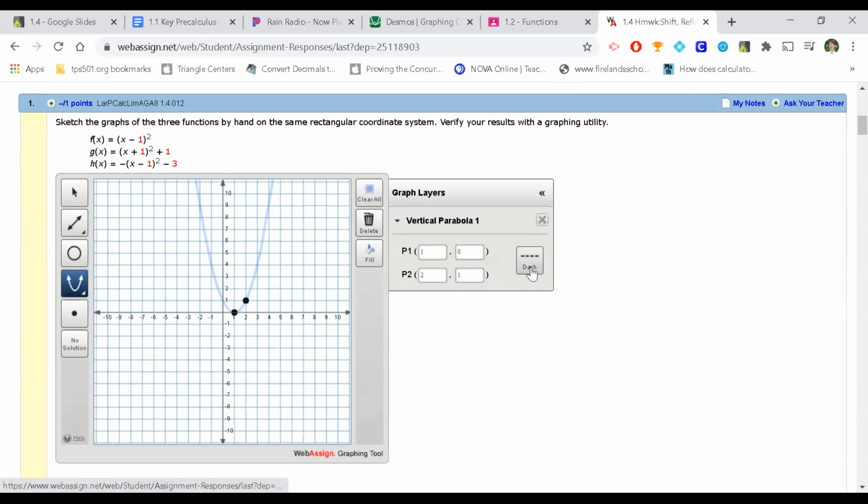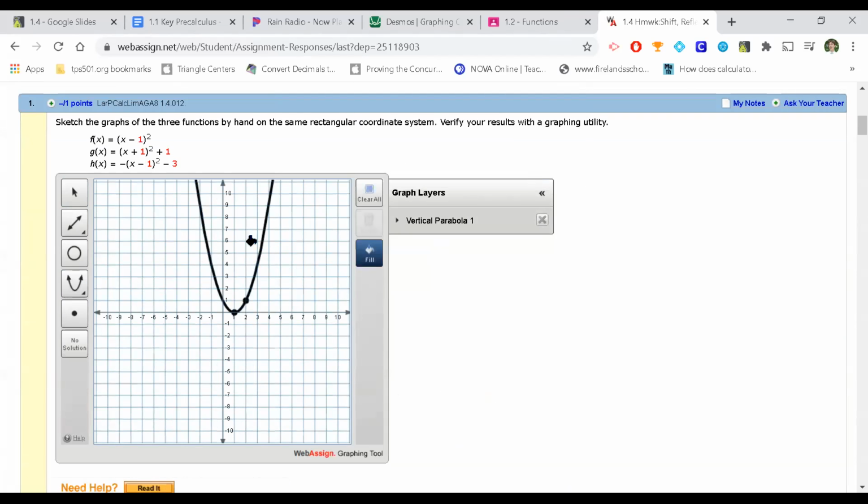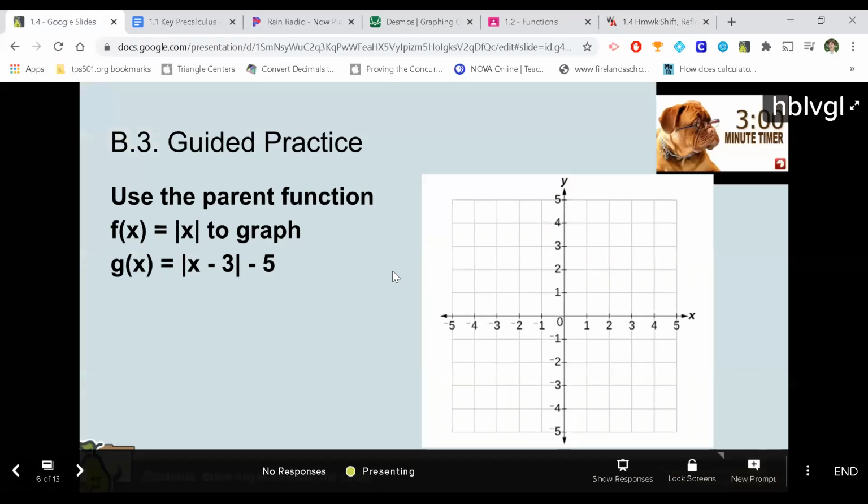You can also make it a dashed line. Ooh, look at that. Okay. All right, happy? Fill. Okay. Ooh, now it's a cup full of apple juice. Okay. All right. Boom. Your turn.